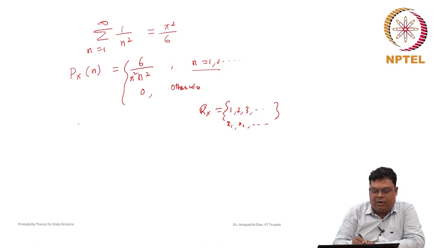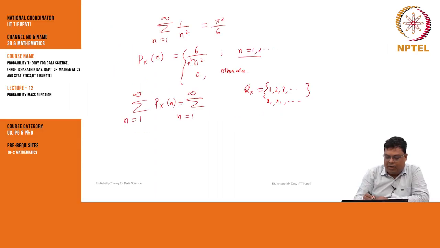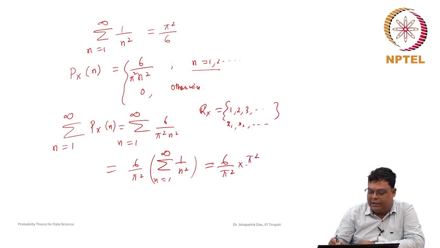Because the range of x is countably infinite, we have to take the sum for n equal to 1 to infinity of p_X(n). This is the summation of 6 by pi square n square, which is 6 by pi square times the summation of n equal to 1 to infinity of 1 by n square. It is a convergent series, converging to pi square by 6. So, this is 6 by pi square into pi square by 6, which becomes 1. That is why it is a probability mass function of a discrete random variable taking countably infinite points.